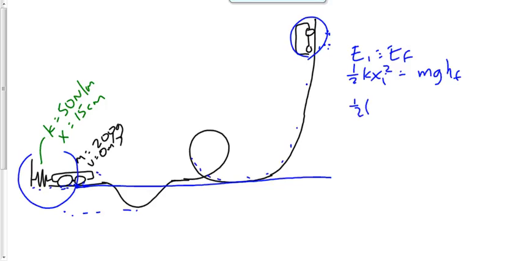Let's sub in some numbers here. k is 50, x is 0.15. Be careful with that. m is 0.2 kilograms, times 9.81, times the final height here. So let's figure that out.